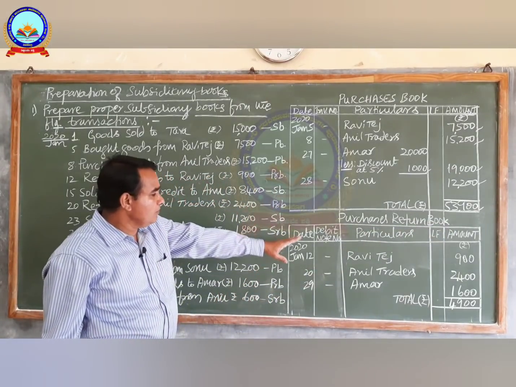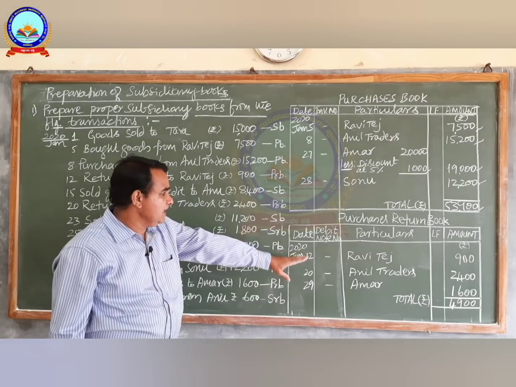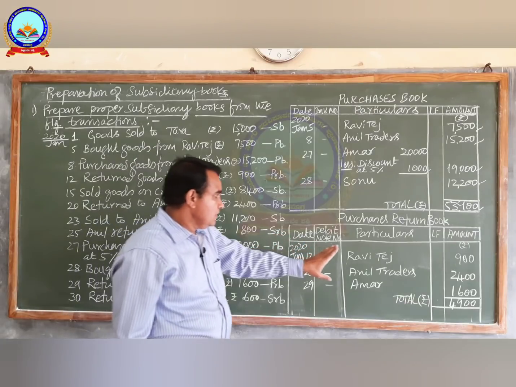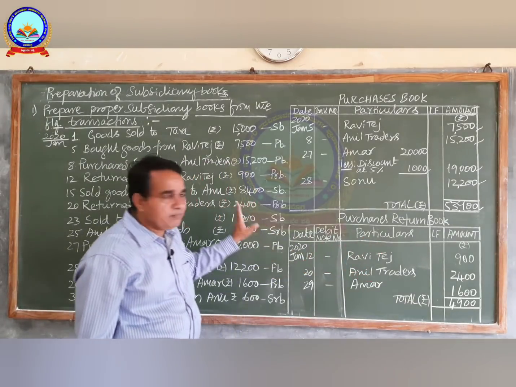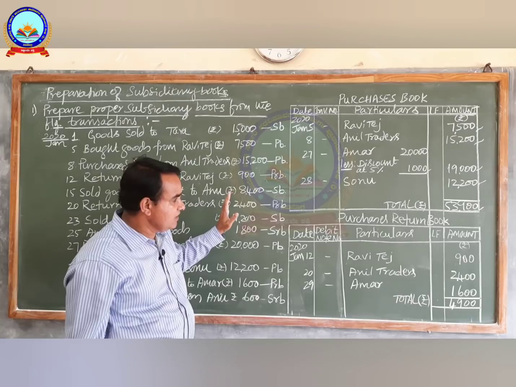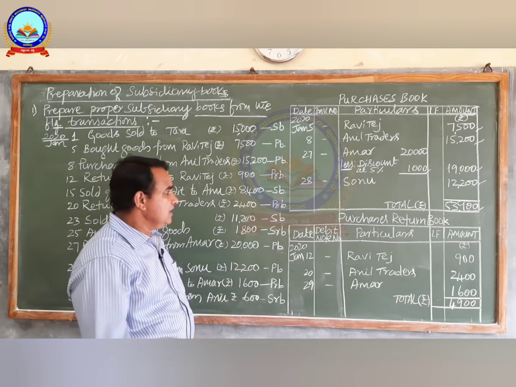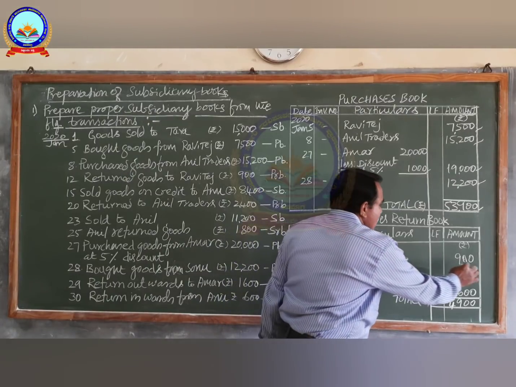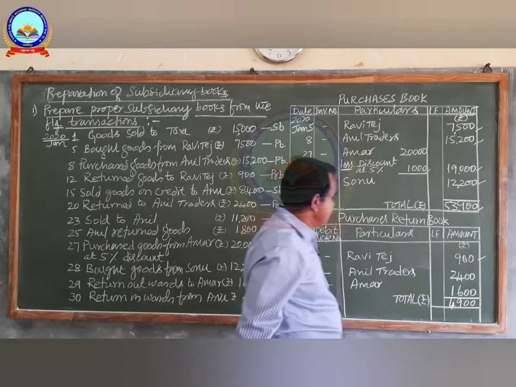Date column is to be followed. 2020 January 12th, goods returned to Ravi Tej. You have already purchased goods from Ravi Tej. Some goods have been returned. The supplier's name is to be entered in the particulars column, Ravi Tej, amount rupees 900.